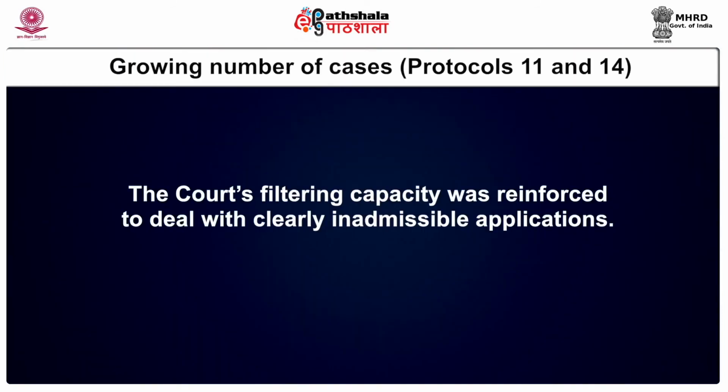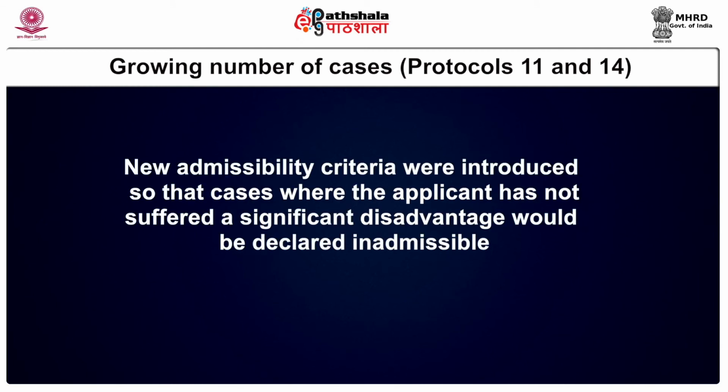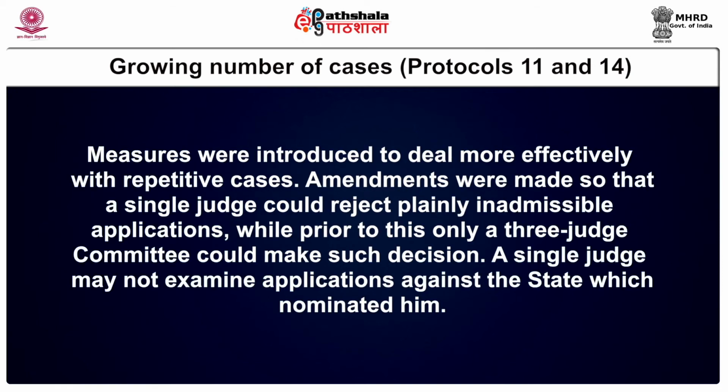Protocol 14 led to reform in 3 areas. First, the court's filtering capacity was reinforced to deal with clearly inadmissible applications. Second, new admissibility criteria were introduced so that cases where the applicant has not suffered a significant disadvantage would be declared inadmissible. Third, measures were introduced to deal more effectively with repetitive cases.